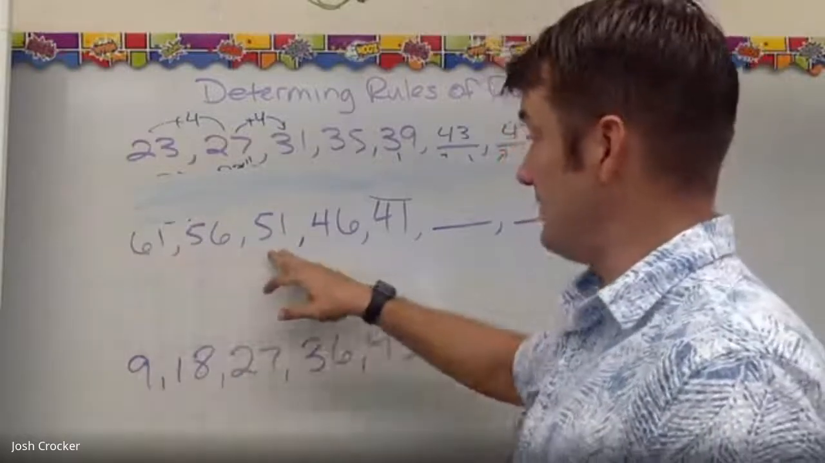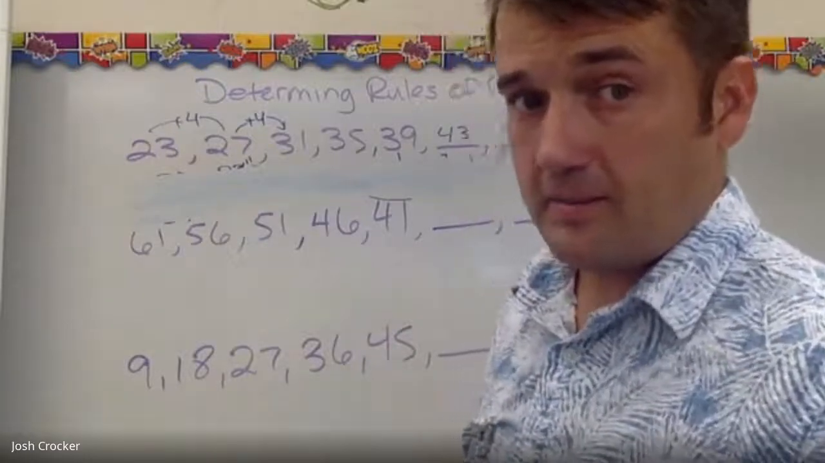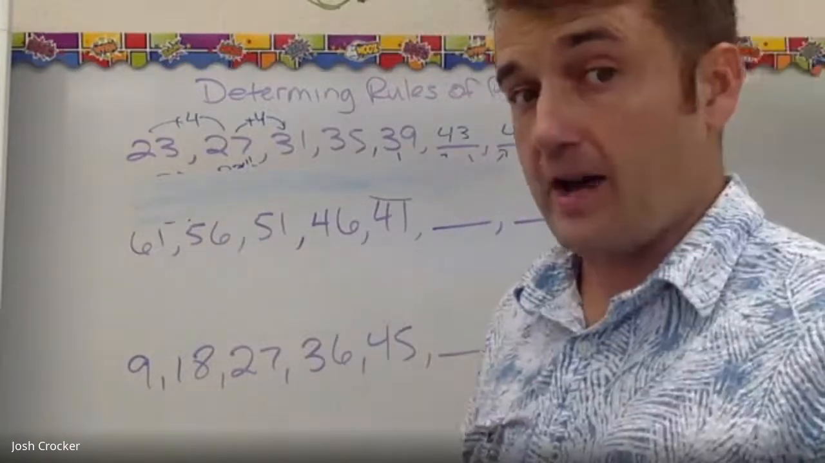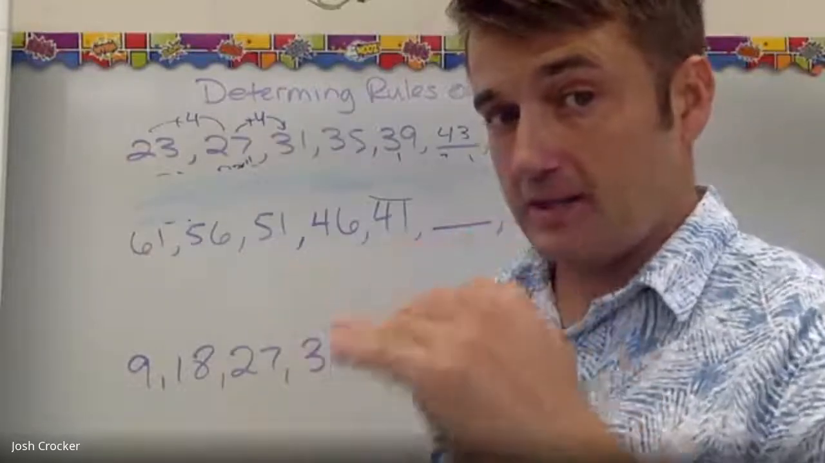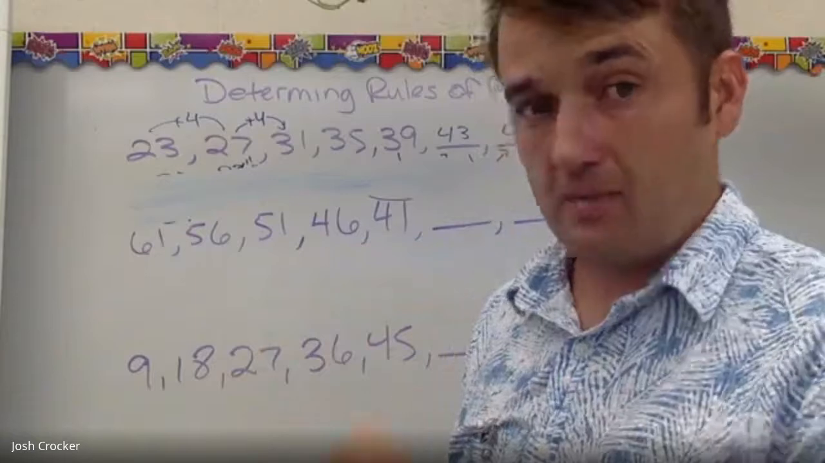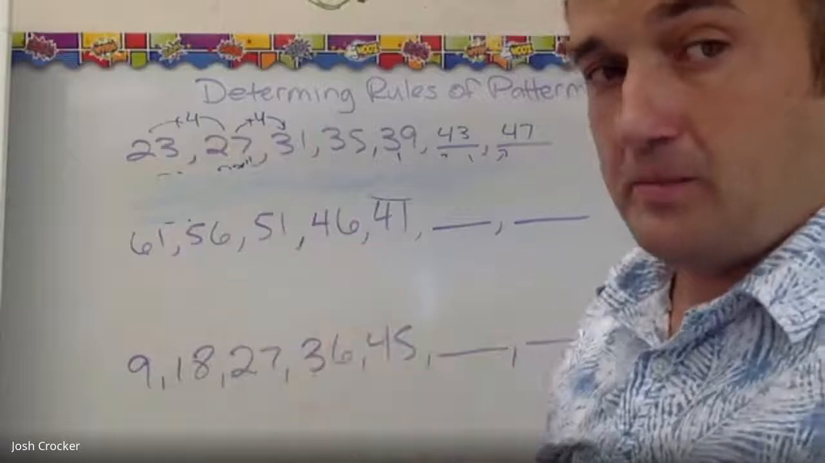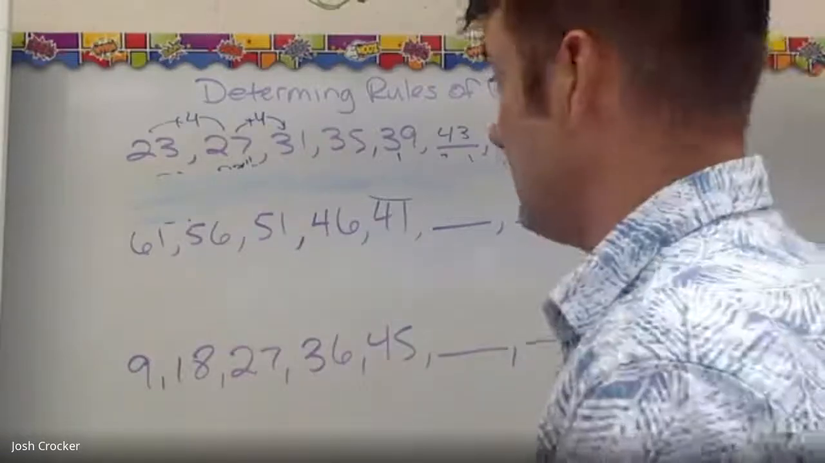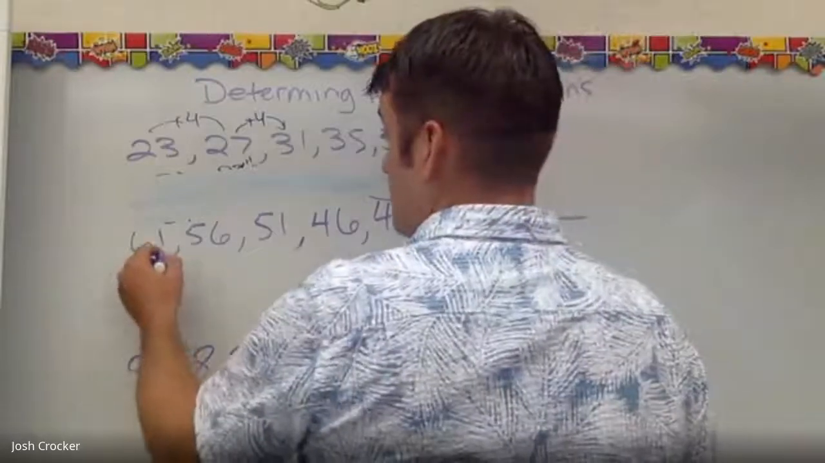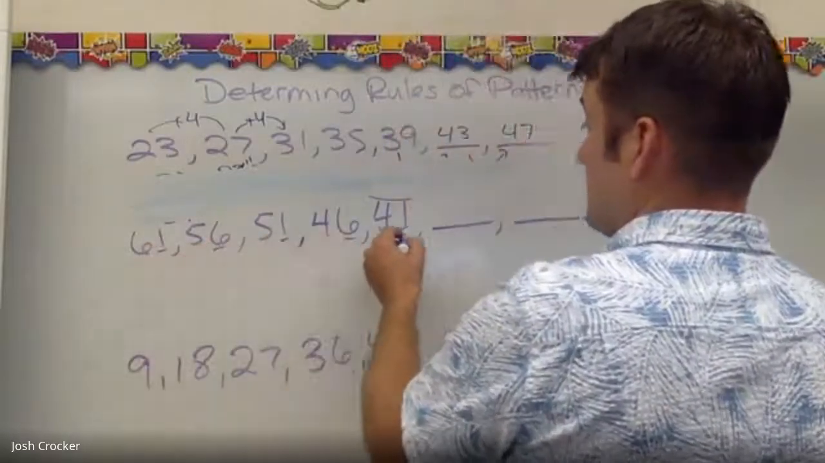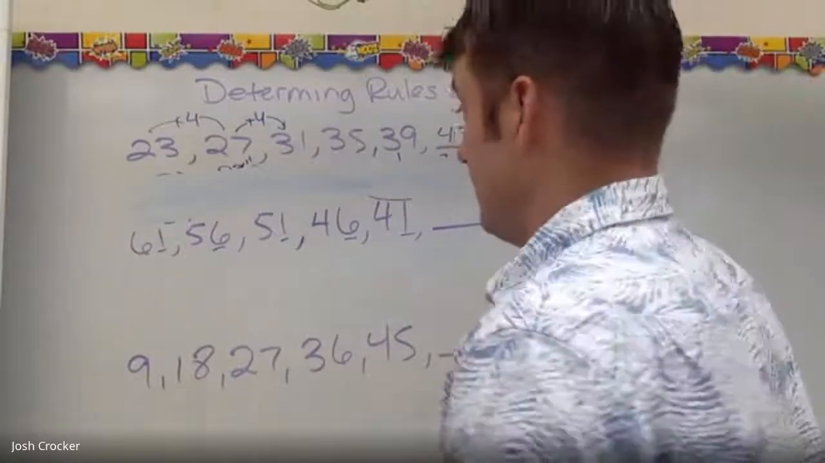61, 56, 51, 46, 41. Okay. So this time my numbers are going down, right? So down is either subtraction or division. If it's subtraction, it'll be the same amount each time, like -2, -2, -2. Division will make different size jumps. So I also notice when I look at this pattern that we've got some repeating, 1 6, 1 6, 1 6.